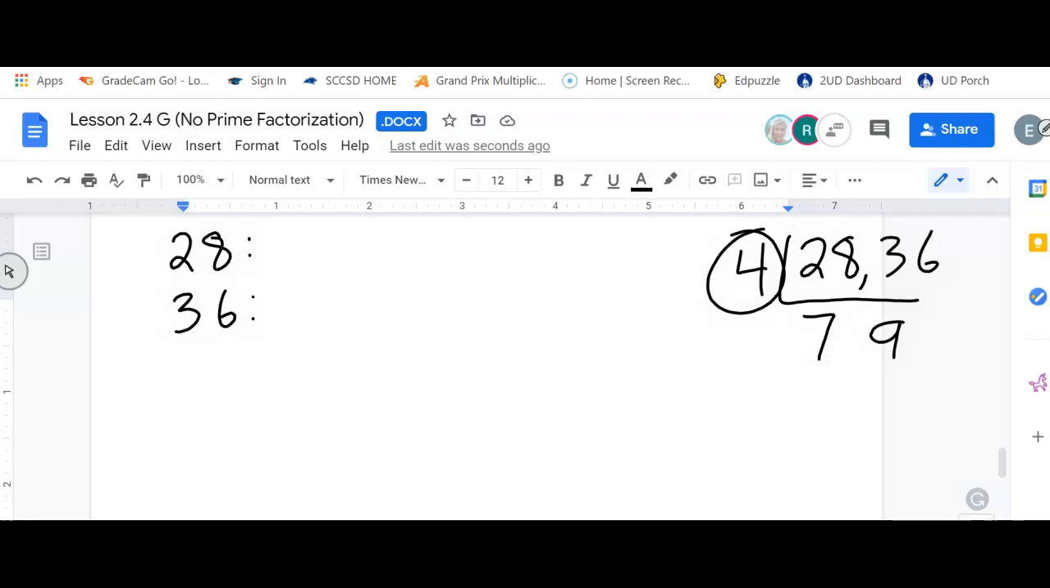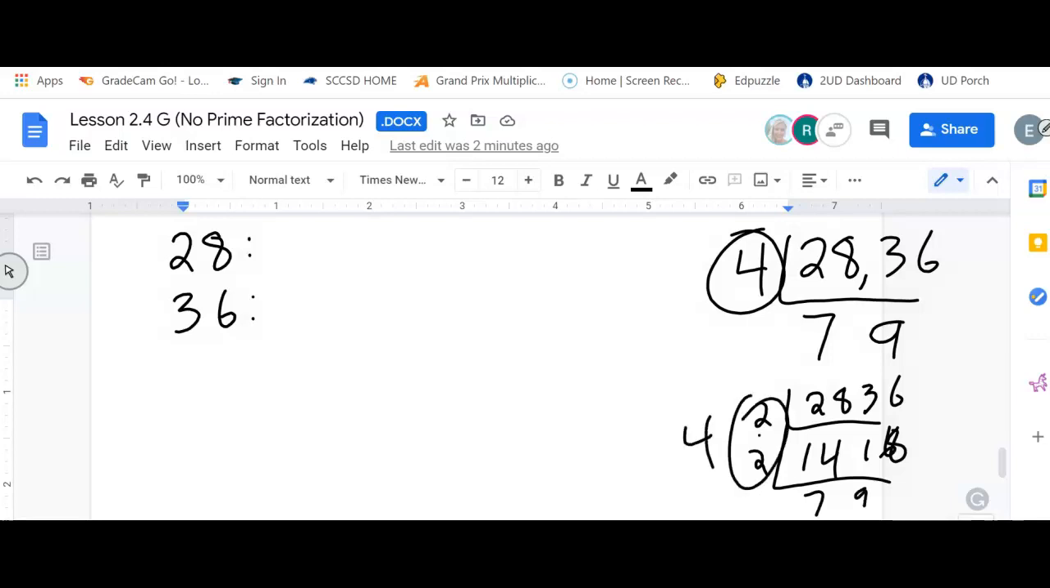Raise your hand if you use the ladder method, but you did not divide a 4 out. You divided a 2 out. Right? You divided a 2 out. It should look like this. 2 times 2. The left-hand side is 4. Should be able to get this in.